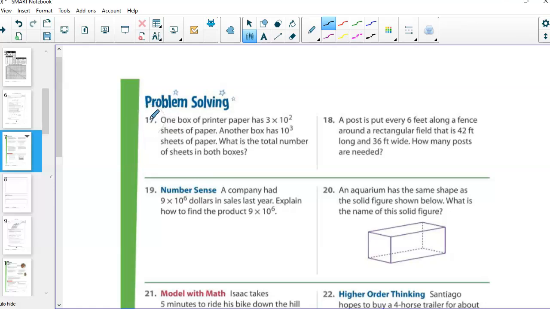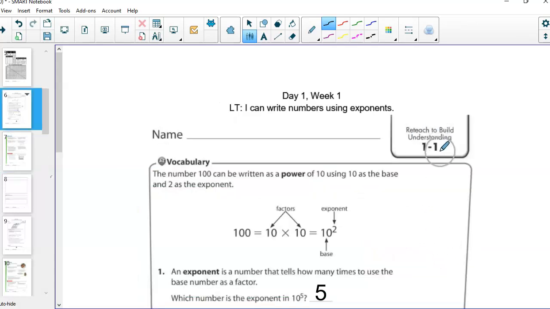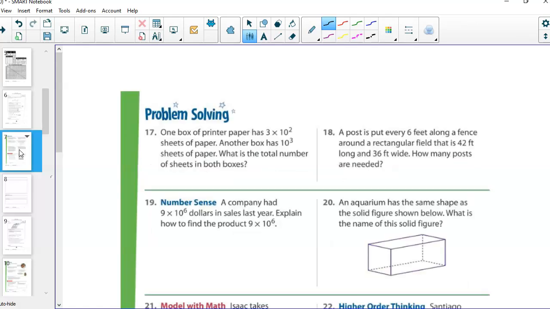You're also going to have a quick check on Pearson Realize today. So your quick check is going to be for lesson 1-1. So make sure that you are checking in and finding that assignment on Pearson Realize. That's a little bit of like your homework for today. So please make sure that you get logged in and are working on that assignment.